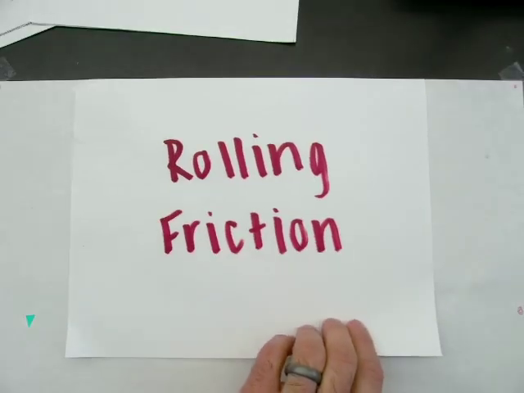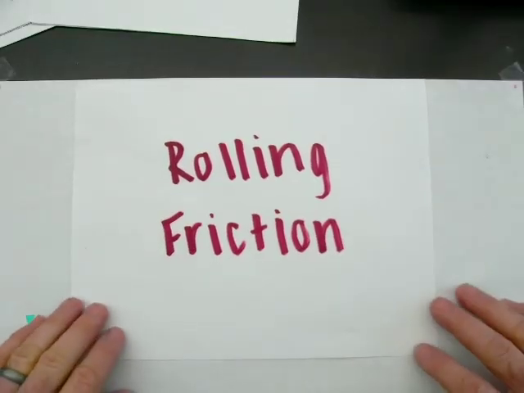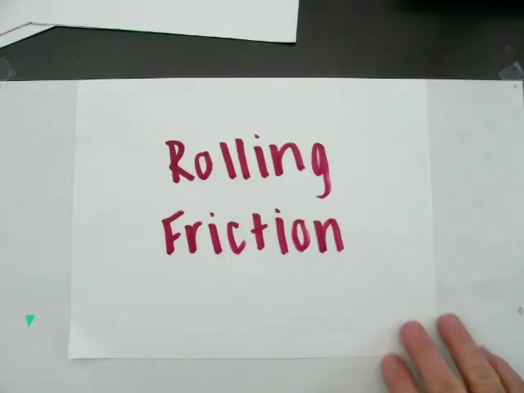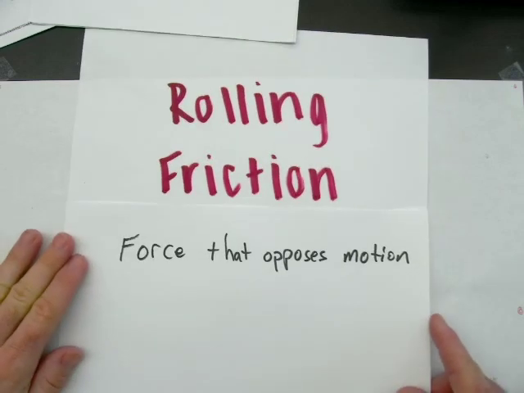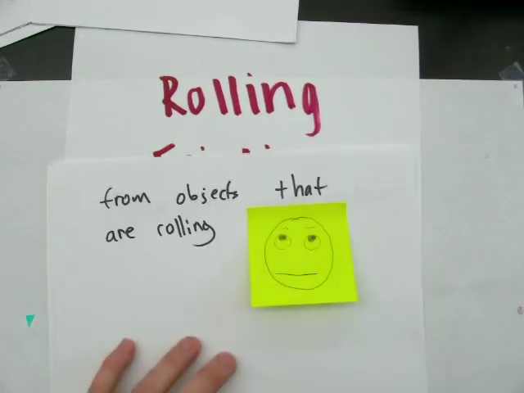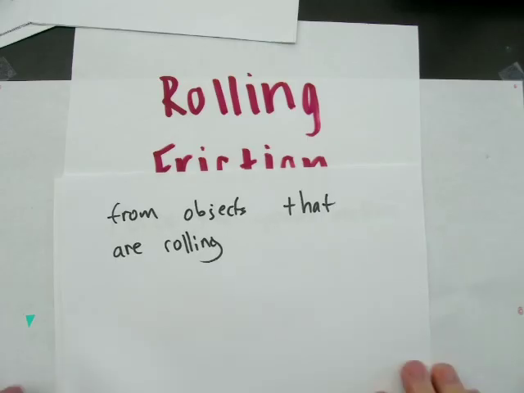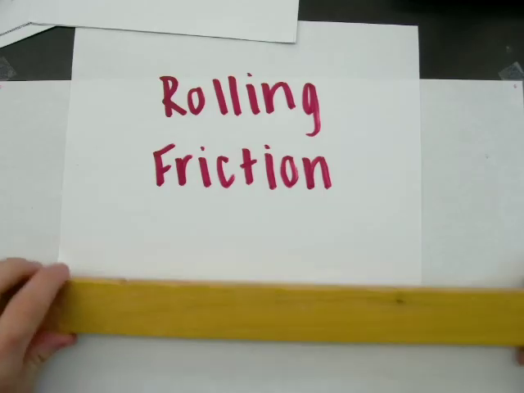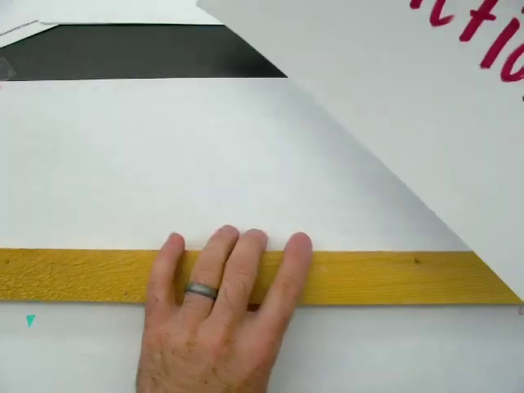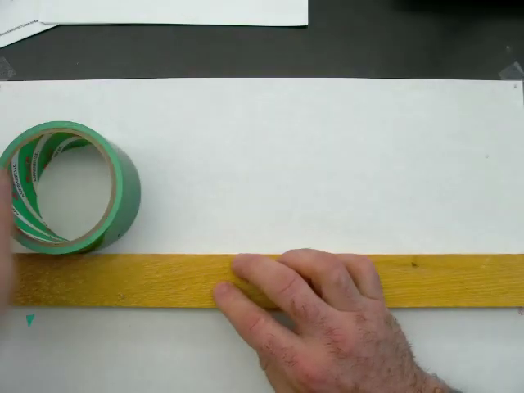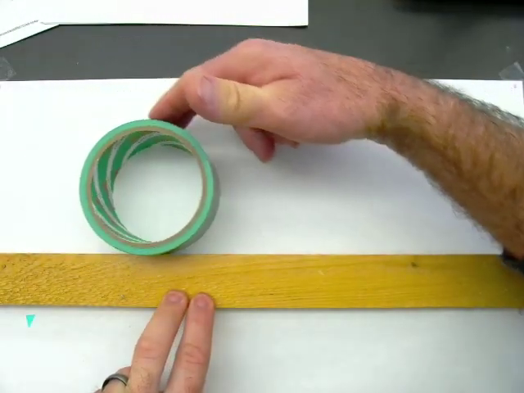The final source of friction we're going to talk about is rolling friction. This one's a little bit harder to conceptualize, but it's worth talking about because it's something we see. Friction is a force that opposes motion, and rolling friction is from objects that are rolling. No, not that kind of rolling, not the eye roll. An example of what that might look like: imagine you're looking at this from the side. Pretend that this piece of wood here is the ground, and we have an object such as this tape, rolling along the ground.